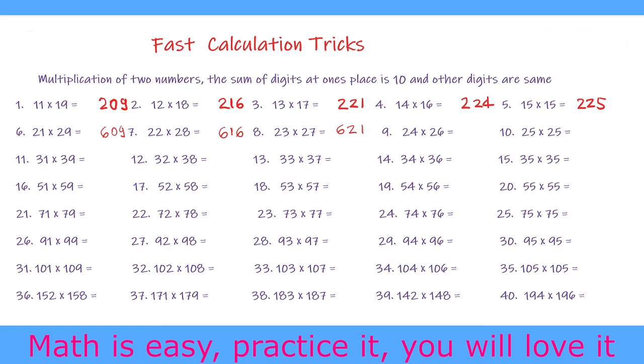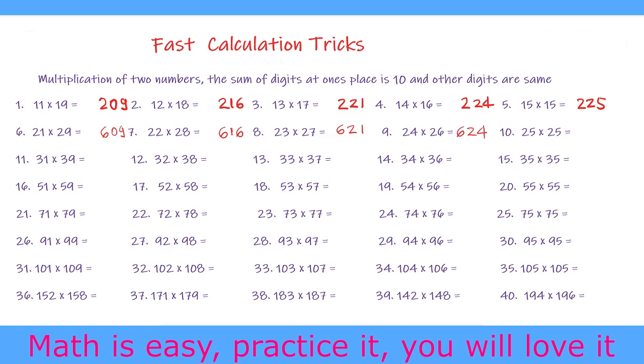24 multiplied by 26. The sum of 4 and 6 is 10. So we multiply 4 and 6. 6 times 4 is 24. We write 24, and the next higher number of 2 is 3. 2 multiplied by 3 is 6. So 24 multiplied by 26 is 624.